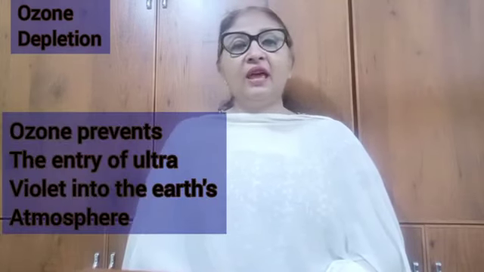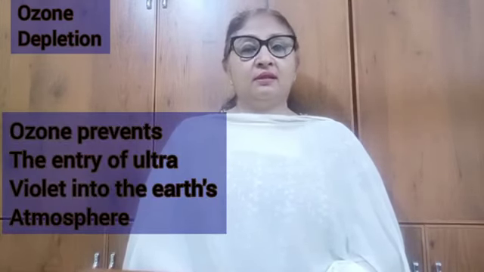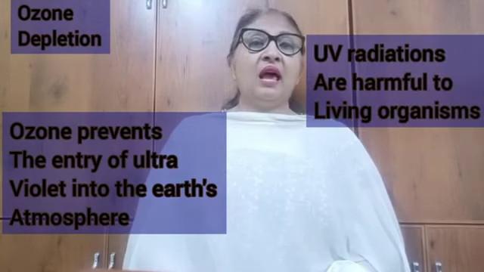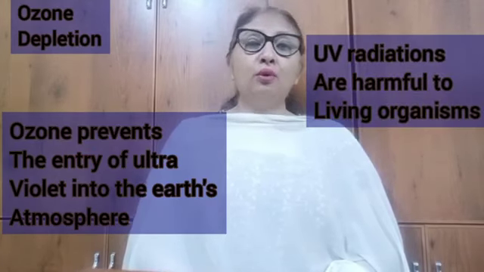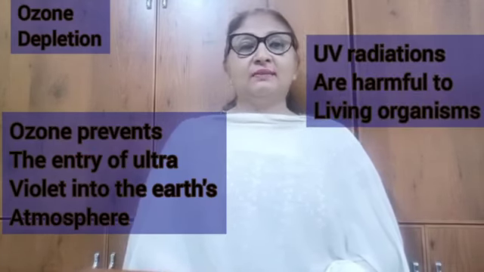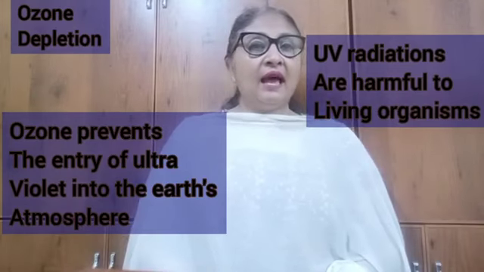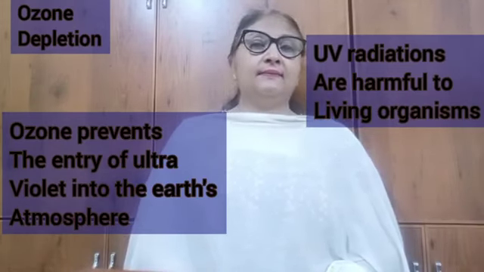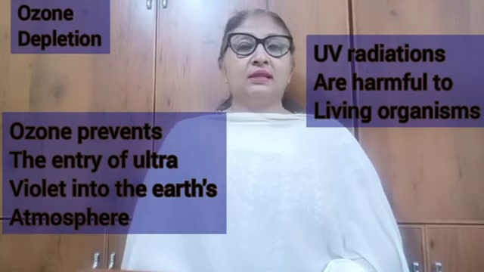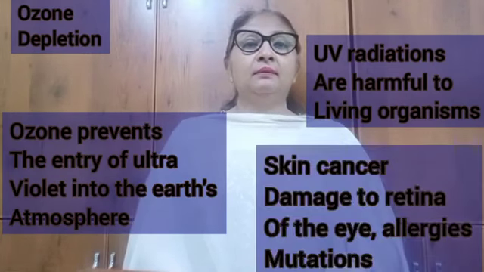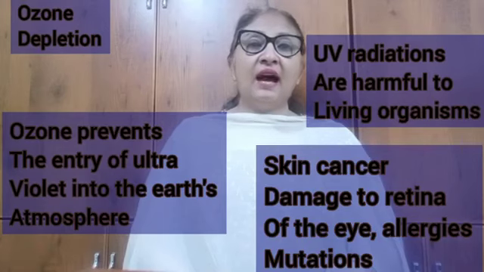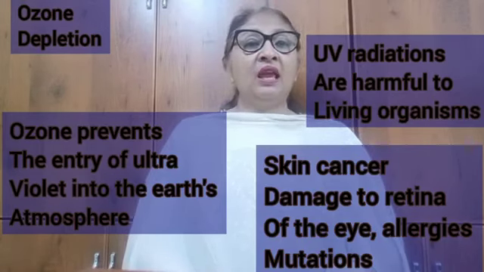Now these ultraviolet radiations, if they enter the Earth's surface, will cause a lot of damage to all living organisms. That means plants, animals and human beings. It causes skin cancer, damage to the retina of the eye, many kinds of allergies. Even in extreme cases, it may result in mutations.